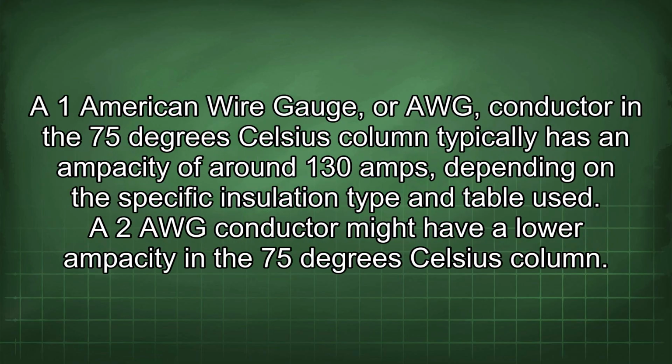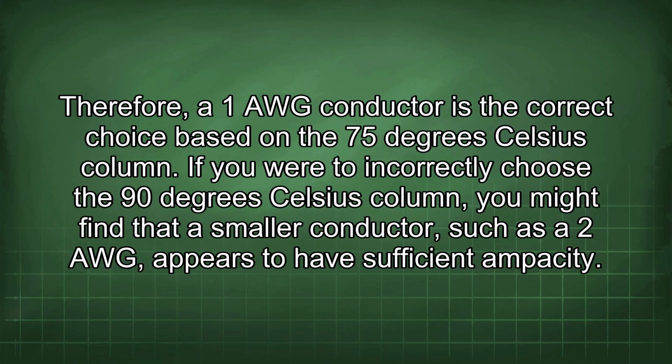A 1 American Wire Gauge, or AWG, conductor in the 75 degrees Celsius column typically has an ampacity of around 130 amps, depending on the specific insulation type and table used. A 2 AWG conductor might have a lower ampacity in the 75 degrees Celsius column. Therefore, a 1 AWG conductor is the correct choice based on the 75 degrees Celsius column.